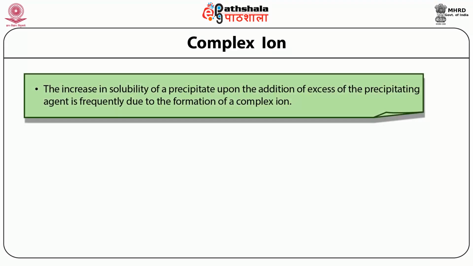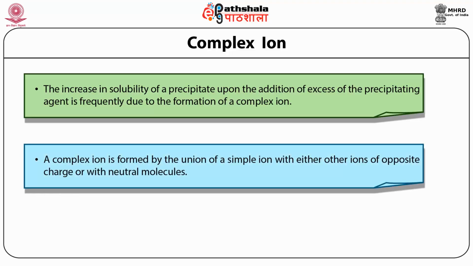Complex ion. The increase in solubility of a precipitate upon the addition of excess of the precipitating agent is frequently due to the formation of a complex ion. A complex ion is formed by the union of a simple ion with either other ions of opposite charges or with neutral molecules. The stability of complex ions varies within very wide limits. It is quantitatively expressed by means of the stability constant. The more stable the complex, the greater is the stability constant, that is, the smaller is the tendency of the complex ion to dissociate into its constituent ions.